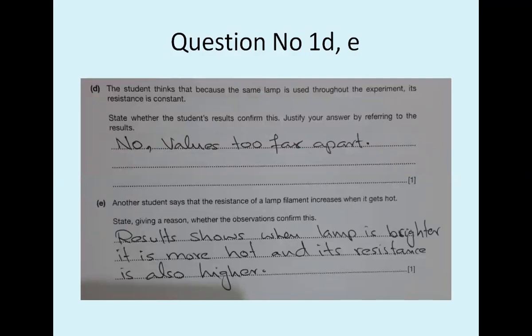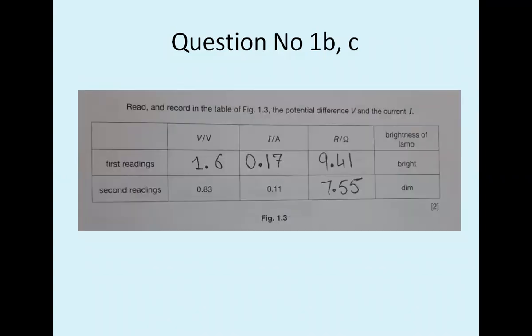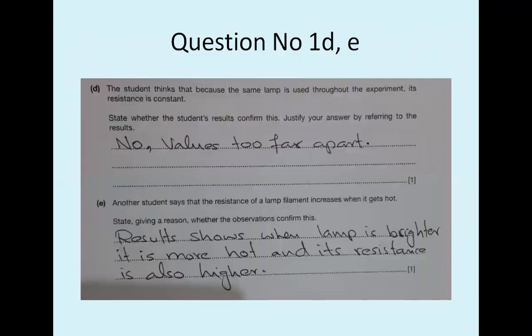The values are not the same. So he thinks that the same lamp is used throughout the experiment, and its resistance is constant. But its resistance is not constant. If you look at the values of R, they are 9.41 and 7.55. These values are not close to each other. They are far apart from each other. So we think that the student's argument is not right.